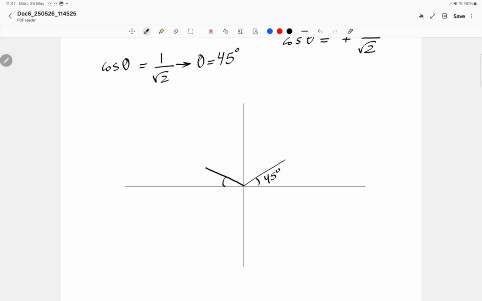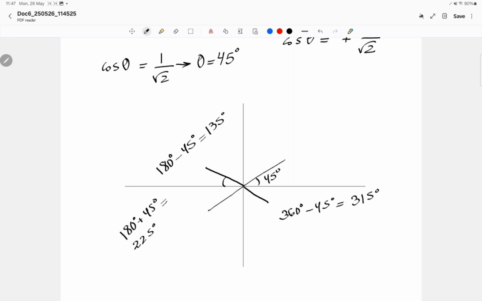For the second quadrant, it's going to be 180 minus 45 degrees, which means 135 degrees. For third quadrant is going to be 180 plus 45 degrees, which is going to be 225 degrees. And for the fourth quadrant is going to be 360 minus 45 degrees, which is going to be 315 degrees. So our angles are going to be 135, 45, 225, and 315. Let's go to the next problem.